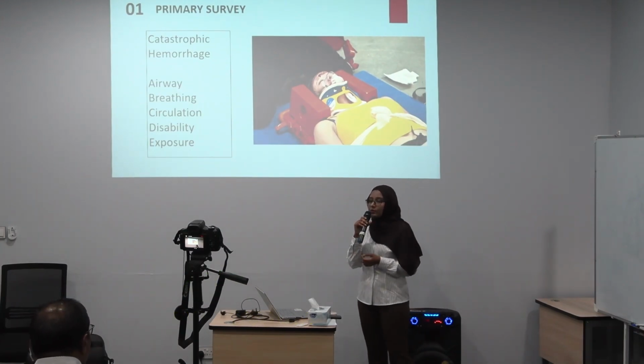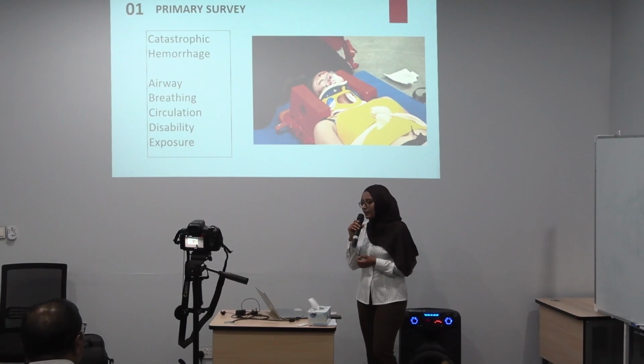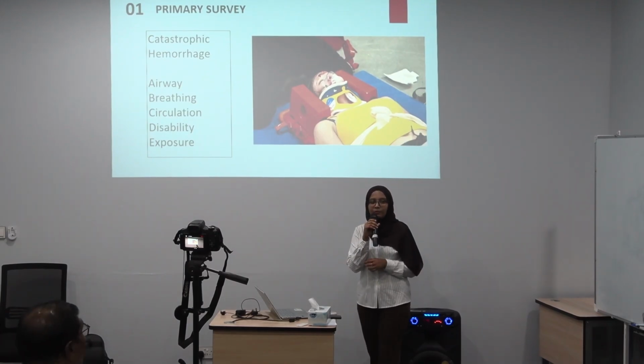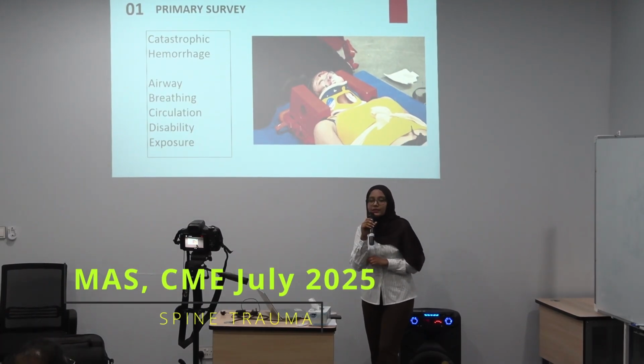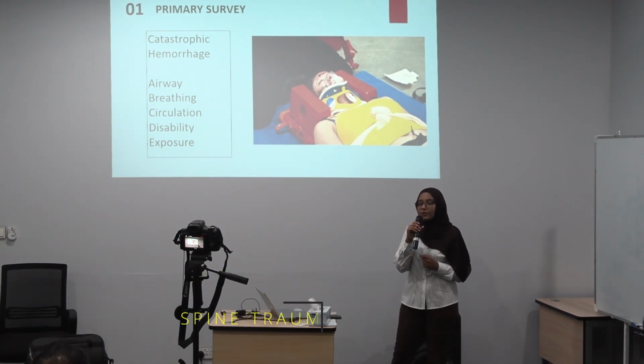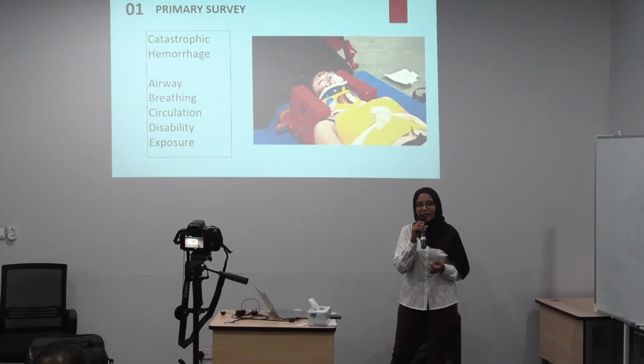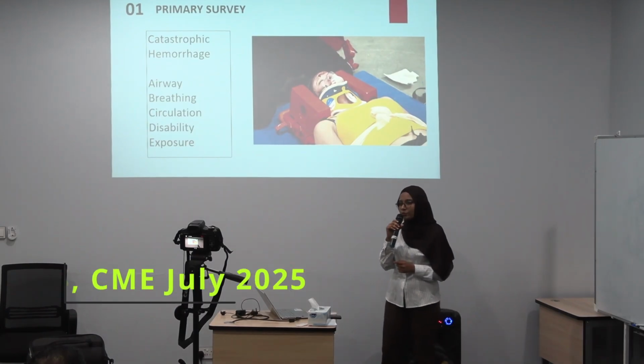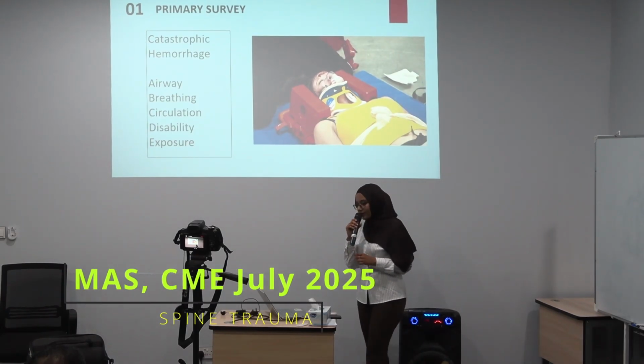In breathing, we check for the ventilation, and in circulation, we check for the perfusion, followed by disability, where we do a quick neurological exam, assess the GCS score, and also look at the pupils. We make sure that we check whether the pupils are equal and reactive to light, and in exposure, we completely undress the patient and assess the patient for any kind of injuries.